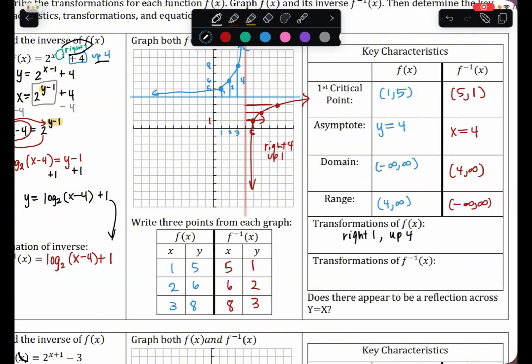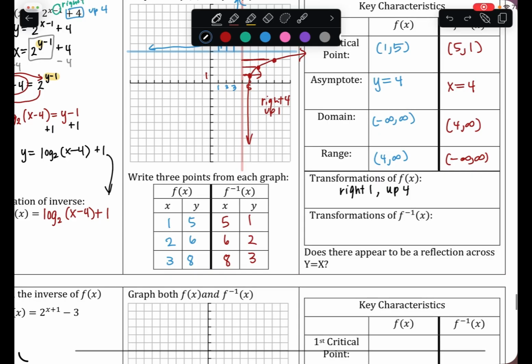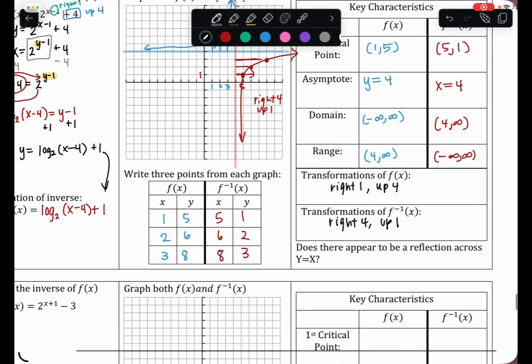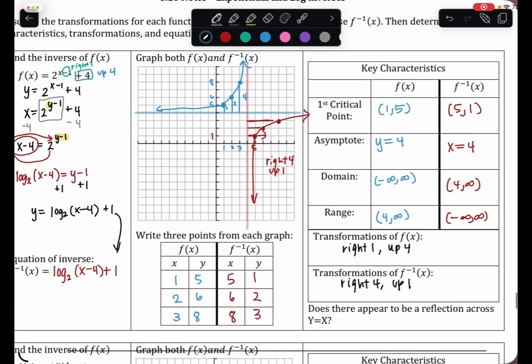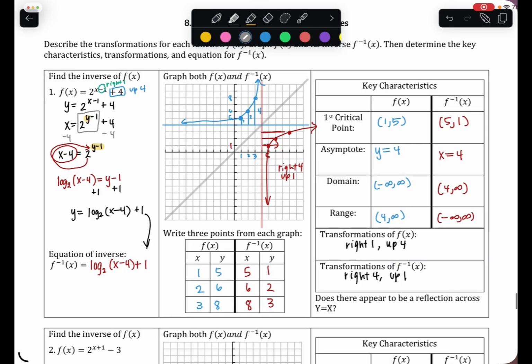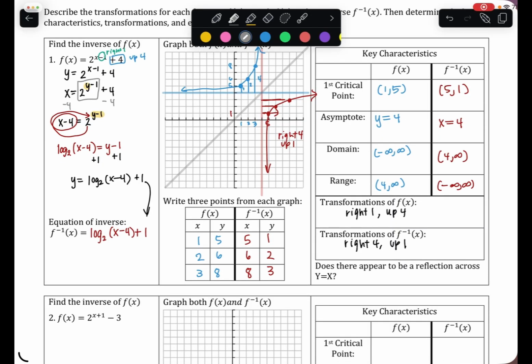Write 1 up 4. That's what we found from the very beginning. And then the transformations that I wrote here for the inverse was write 4 up 1. Okay, and so the last question says, does there appear to be a reflection across y equals x? That should always be true. And so when I graph the y equals x line, you can see there is a reflection. These are mirror images across that slanted line.